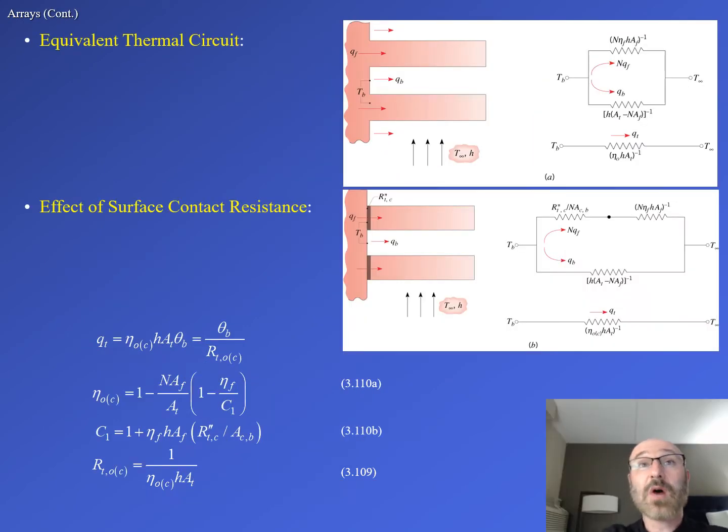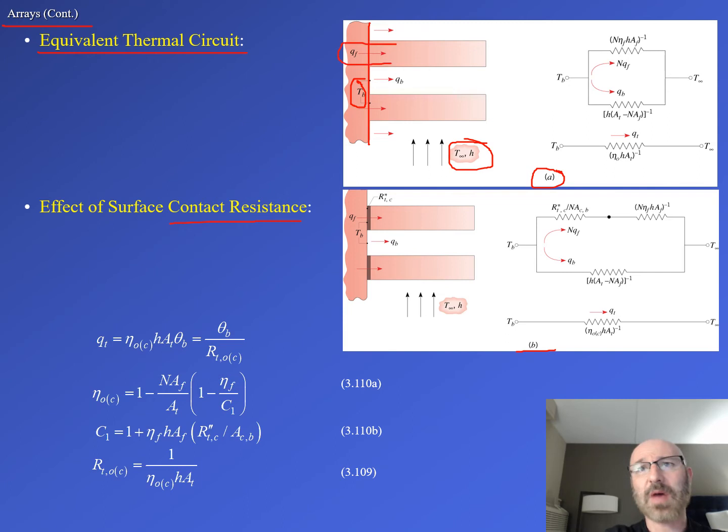As we continue on with our fin arrays, we want to take a look at our equivalent thermal circuit. We want to do this with and without contact resistance. In part A, we'll deal with it first without any contact resistance. Then in part B, we'll look at it with contact resistance. You can see we have our fin over here. We have two fins in this example. Here's our temperature at our base, and here's the temperature of our surrounding fluid, with our H value.